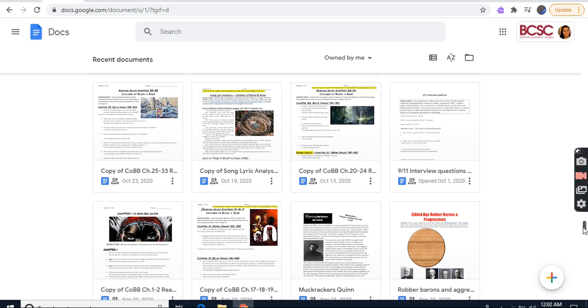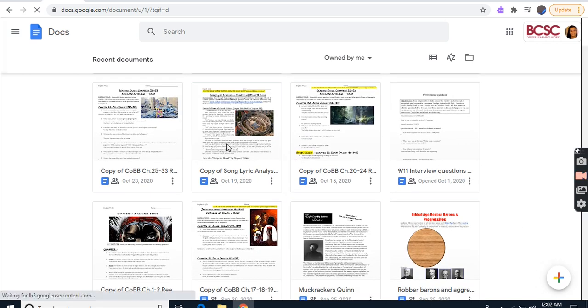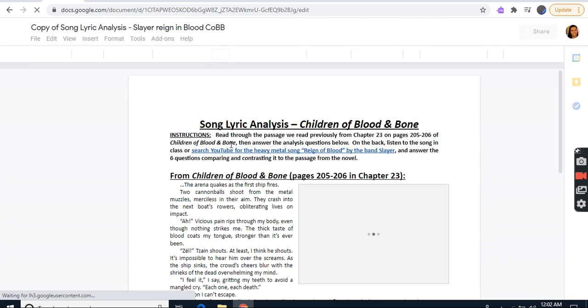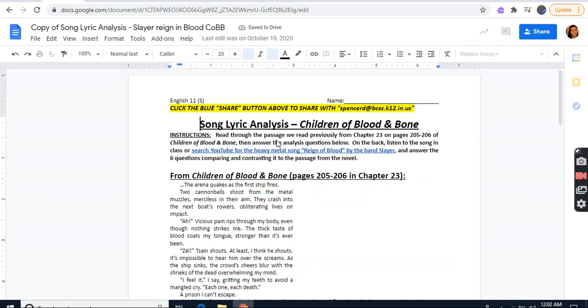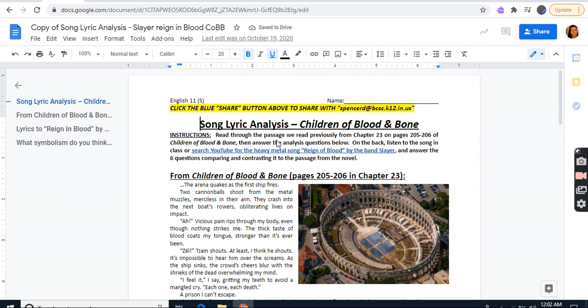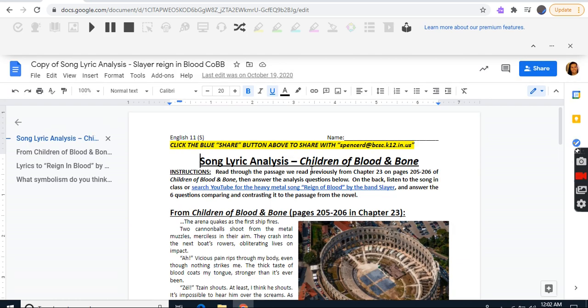Alright, let's do the song lyric analysis. This one is called "Rain and Blood" by Slayer. Read through the passage, just like what we did before, and it comes with 6 questions comparing and contrasting it to a passage from Novo, pages 205 and 206 in chapter 23.